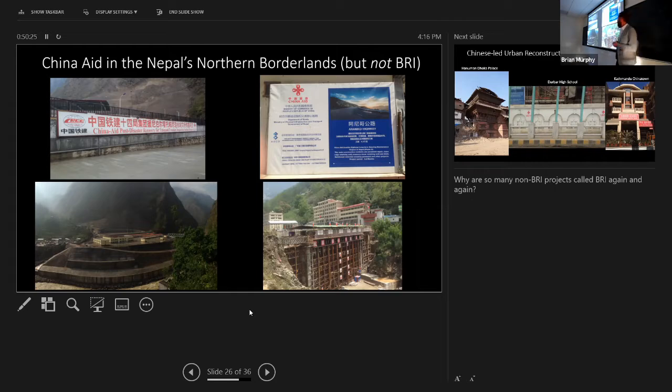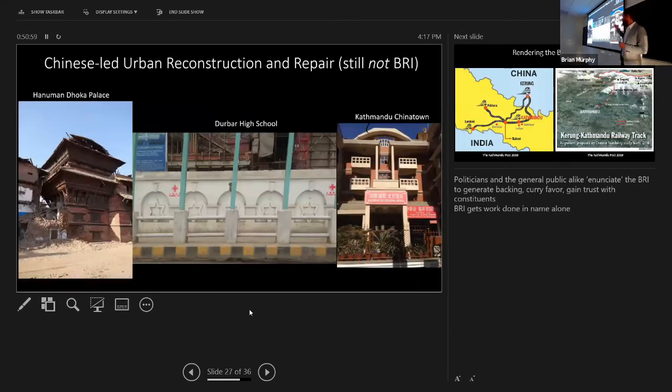Chinese development in Nepal, Chinese post-disaster reconstruction and relief, the tremendous capacity for China to build things quickly and relatively efficiently, that capacity is often associated with these projects. And these projects are called Belt and Road, even though there are no such things. So Chinese infrastructure development in Nepal is largely not Belt and Road. And yet the Belt and Road is the word, the rhetorical device, the platform by which other political work gets done. So these are projects in borderland northern areas.